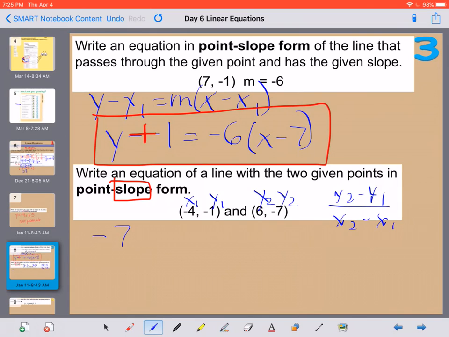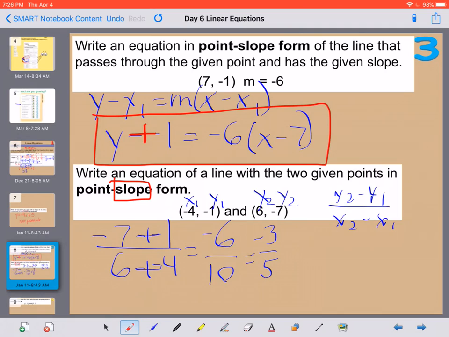y2 is negative 7 minus a negative 1 over 6 minus a negative 4. 7 minus a negative 1, well, it's negative 7 plus 1, which is negative 6. 6 plus 4 is going to give us 10. We can simplify that down to negative 3 over 5. So now we have a slope, that's our m.